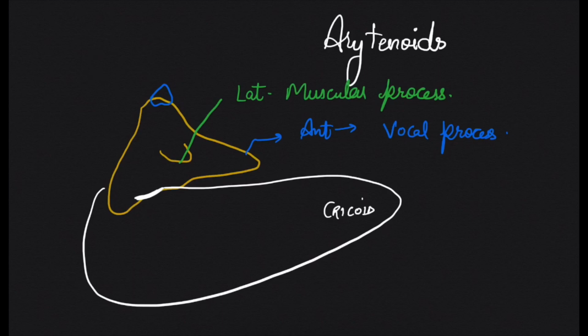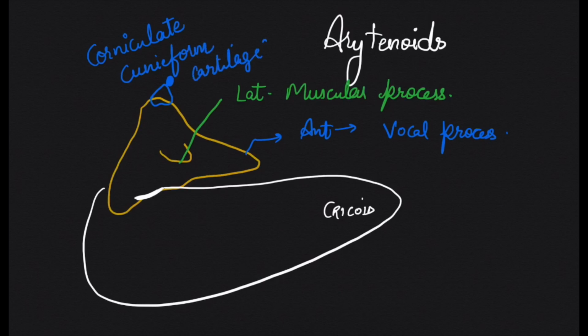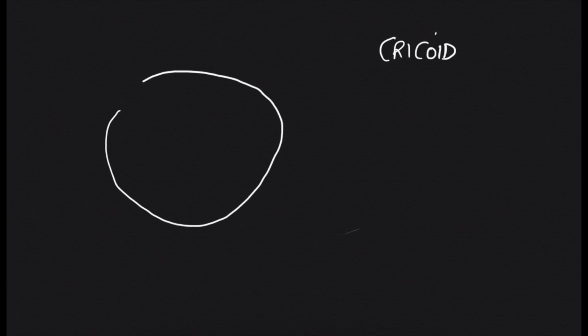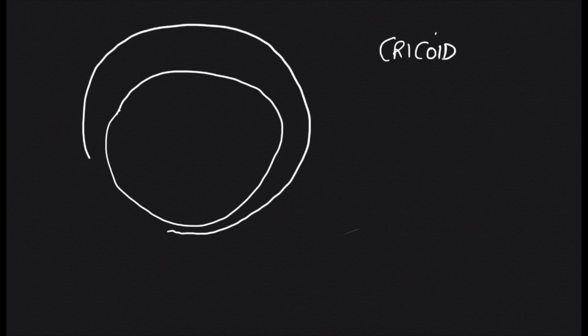Then on the top there is a surface for articulation with the corniculate cartilage, and inferiorly it has a facet which articulates with the cricoid, as I have already drawn. It is sitting above the cricoid cartilage. Okay. So, further talking about the cricoid cartilage now. Cricoid cartilage is the only complete ring or the only complete cartilage in the larynx, a complete ring-like cartilage.